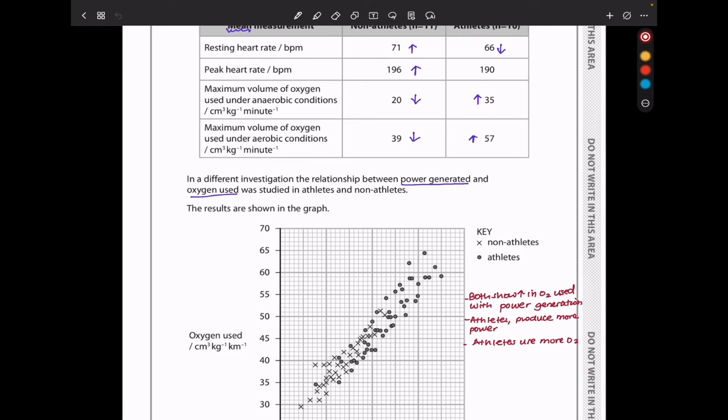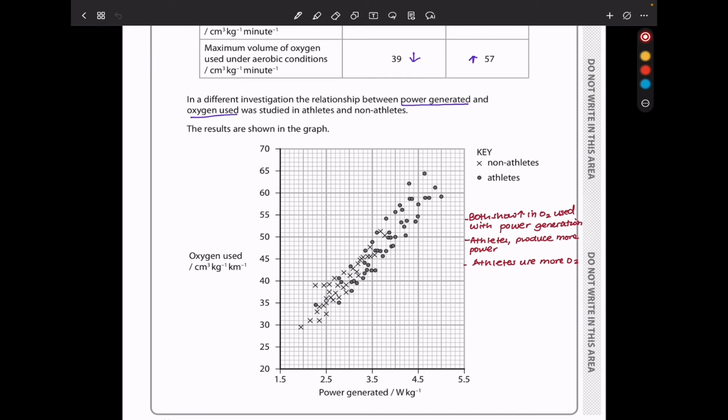In a different investigation, the relationship between power generated and oxygen use was studied in athletes and in non-athletes. So they say the results are shown in the graph. On the vertical axis, we have oxygen used. On the horizontal axis, we have power generated. For both, we see oxygen used increases as power generated increases. Since the values corresponding to the non-athletes stop about here, this is the maximum, we see athletes have more power in comparison to the non-athletes. And also, athletes use more oxygen.